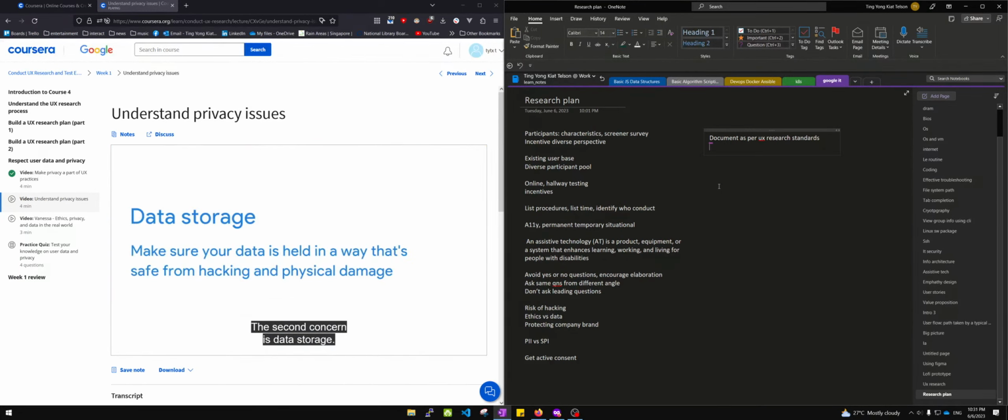The second concern is data storage. This is about making sure that your data is held in a way that is safe from hacking and safe from physical damage. The third concern is data retention.